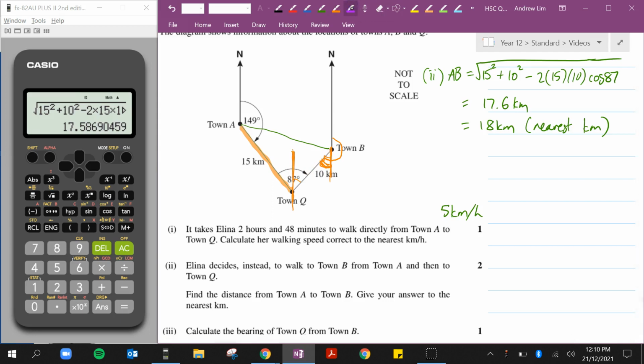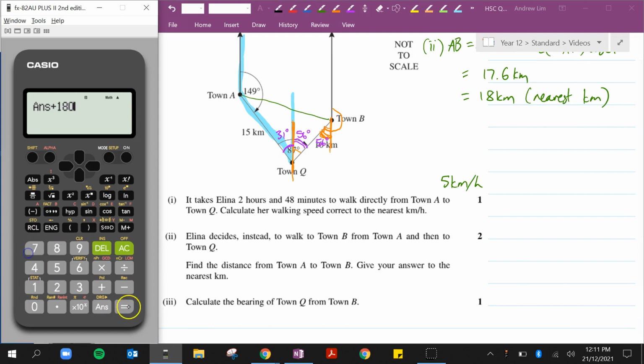And in doing so, I've noticed that we've got, maybe I'll just highlight in blue, this, co-interior angles. We know co-interior angles add to 180. So that means this bit here has to be 180 minus the 149, 31 degrees. So that's 31. This bit here has to be 87 minus 31, which is 56. Therefore, this one's 56. And therefore, the bearing has to be 180 plus 56, 236 degrees.